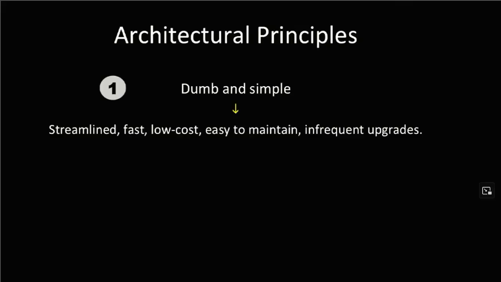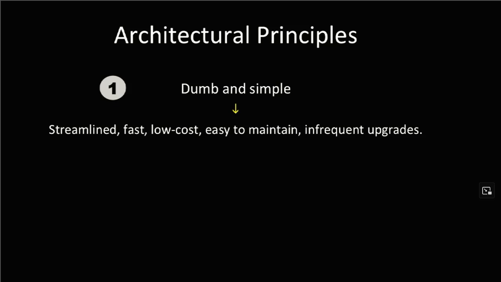The first one is that it be dumb and simple, and I've already mentioned this. The consequence is that the network itself would be streamlined, it would be fast, it would be low cost, it would be easy to maintain, and it would require infrequent upgrades. Because if all of the equipment is buried in the ground or buried in buildings across the country, then it's very hard to upgrade. Much easier if you can just upgrade it at the edges.